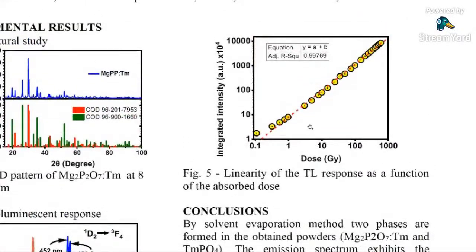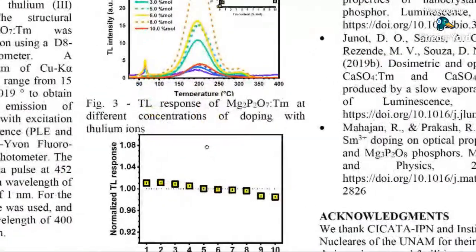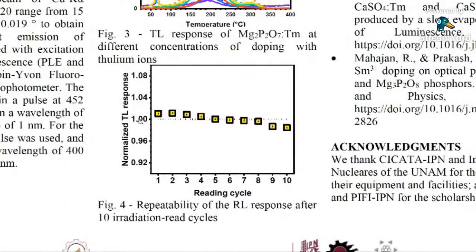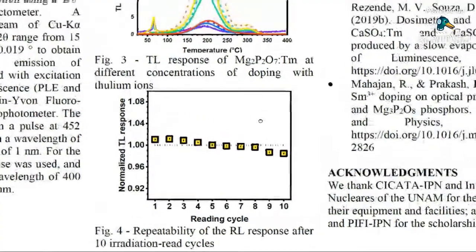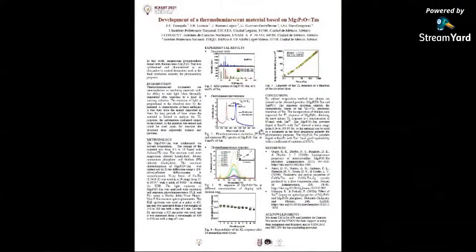The magnesium pyrophosphate doped with thulium at 8 mol% presented a linear range of 0.54 to 600 grays and an acceptable repeatability with a coefficient of variation of 0.92% and a well-defined dosimetric peak at 198 degrees Celsius. Therefore, magnesium pyrophosphate doped with thulium ions has the quality to be used in the food irradiation industry. Thanks for your attention.